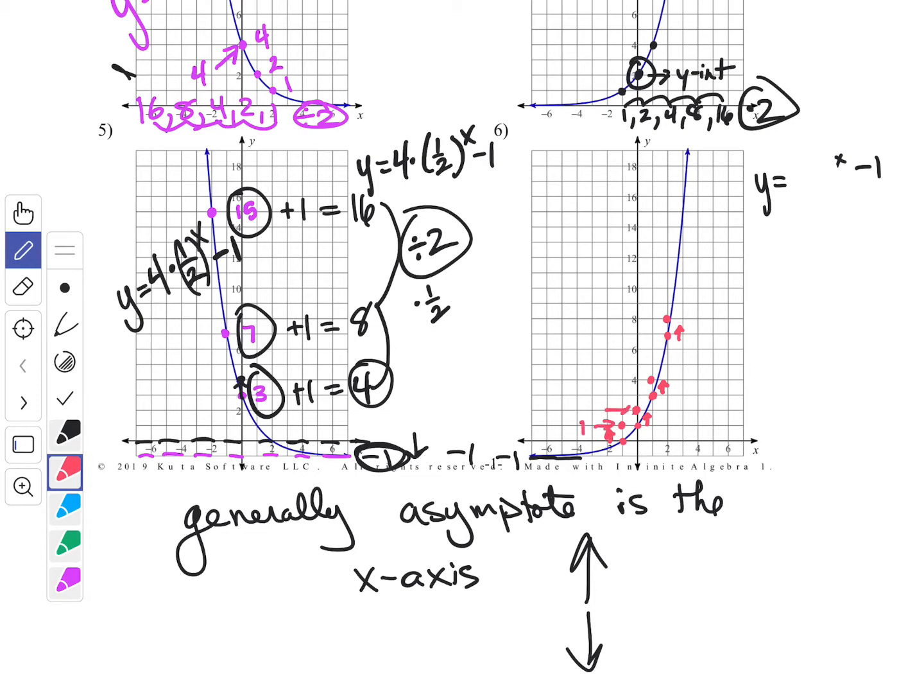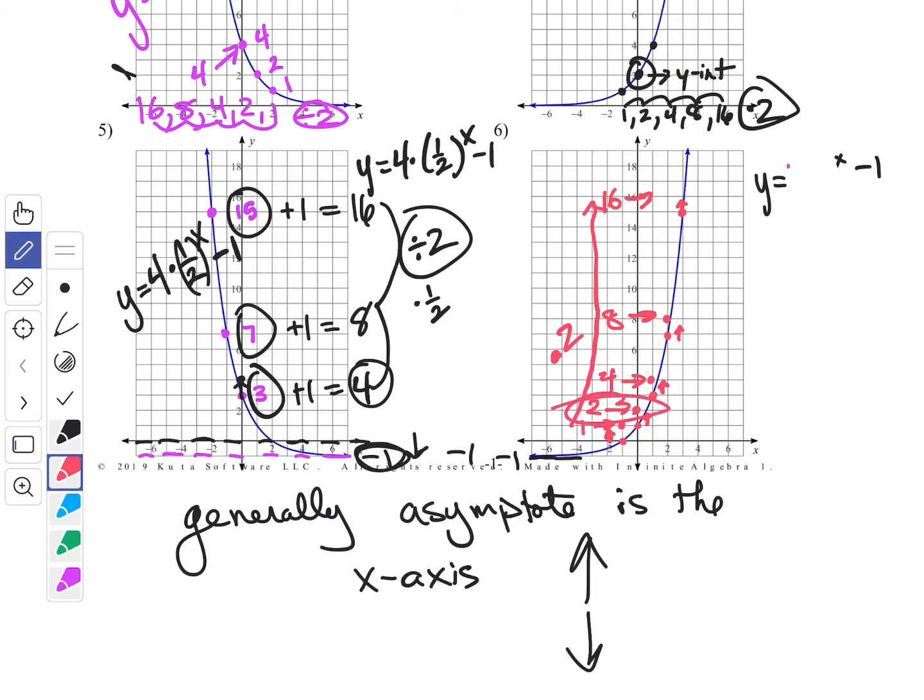So really, this y value should be 1. This one should be 2, this one 4, this one 8, and then this one would be shifted up to 16. So really it's 1, 2, 4, 8, 16, which means I'm timesing by 2. But because we shifted everything down, that throws my numbers off, doesn't it?